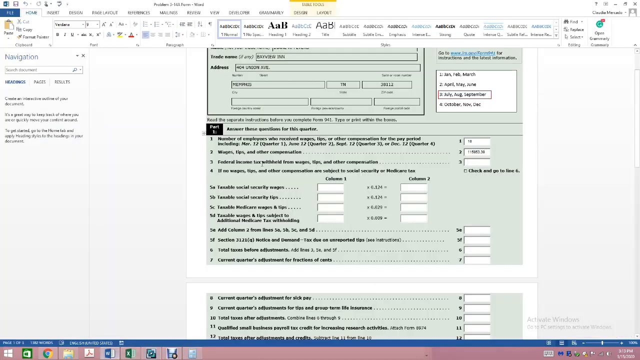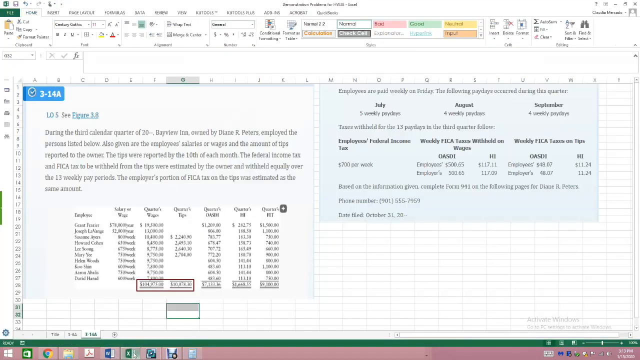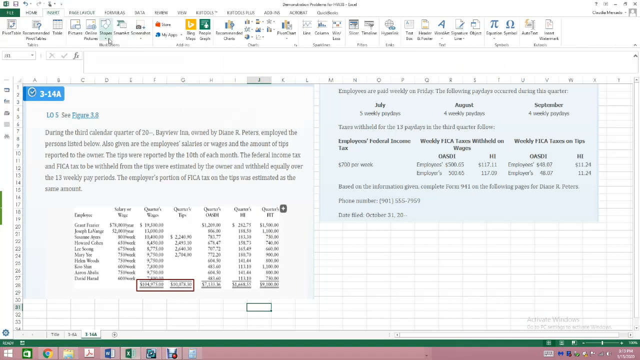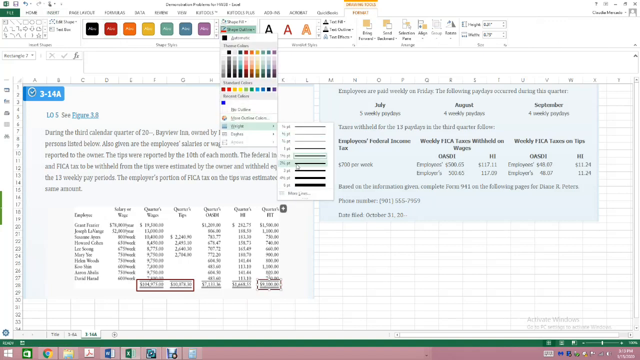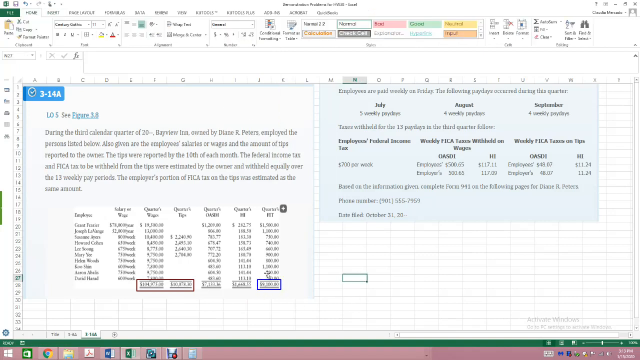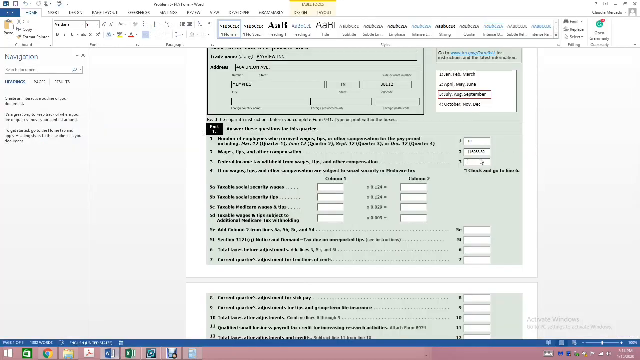Third box, federal income tax withheld from wages, tips, and other compensation. Federal income tax, FIT. Okay, that number is provided right there. So this is the amount of federal income tax. $9,100, quarter's FIT. So I'm going to put that amount over on my box number 3, $9,100.